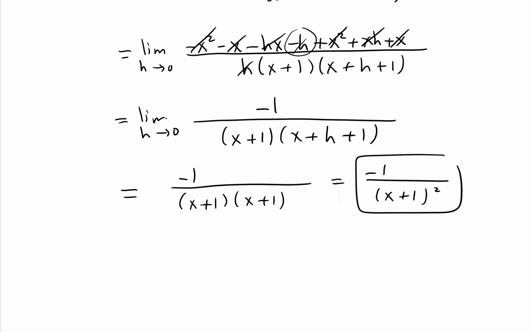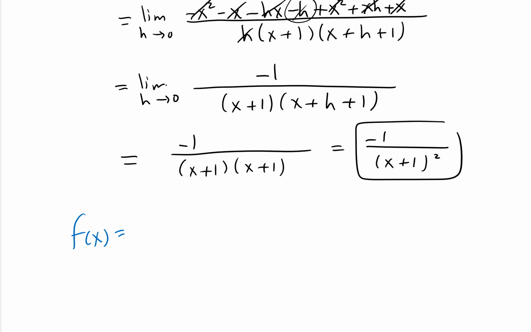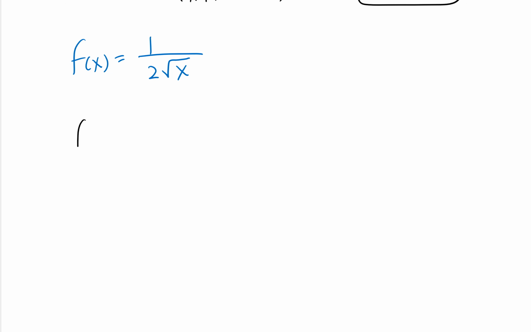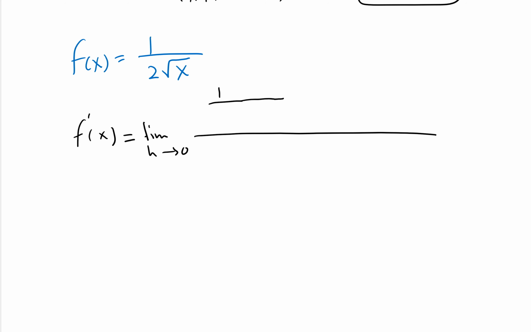Another example. So what are we going to do with this one? Find the derivative for this function. F prime of x equals limit as h goes to 0 of f of x plus h, which means we're going to replace every x with x plus h, minus the function itself, all over h.